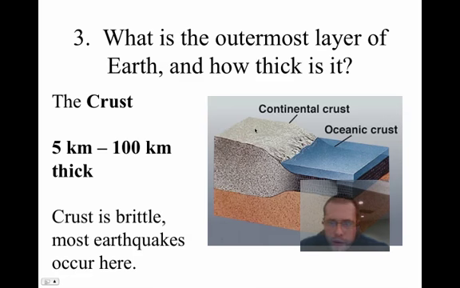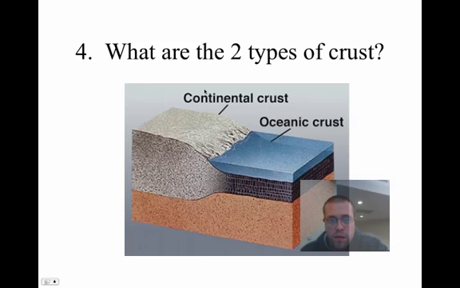3, what's the outermost layer of the Earth and how thick is it? We're talking about the crust here, and it's anywhere from 5 to 100 kilometers thick. It's brittle. Most earthquakes are occurring here, and in this particular diagram I have it showing continental and oceanic crust. That is our third learning target that we're going to talk about, C, a little bit later, so we will come back to this diagram here as well. And again here, two types of crust, continental and oceanic. And don't look at the water here, but look at the crust underneath it. It really does look like it's compressed. It's more dense than that continental crust.